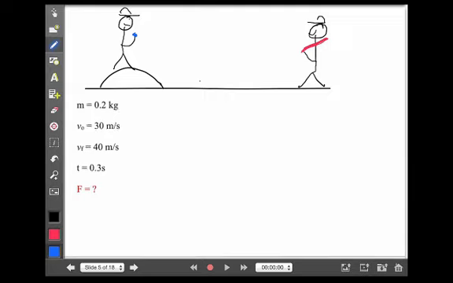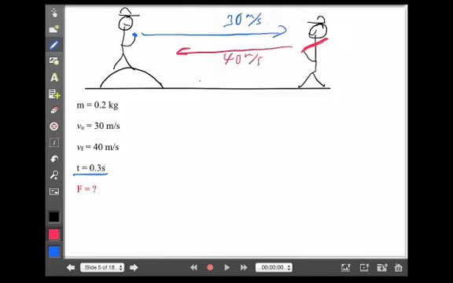One last quick example. A little baseball game. So we got a pitcher who's holding a 0.2 kilogram ball, throws it so it reaches the batter at 30 meters per second. The batter swings, makes contact with the ball for 0.3 seconds, line driving it back the other way at 40 meters per second. And we want to know the force at which the bat hits the ball.